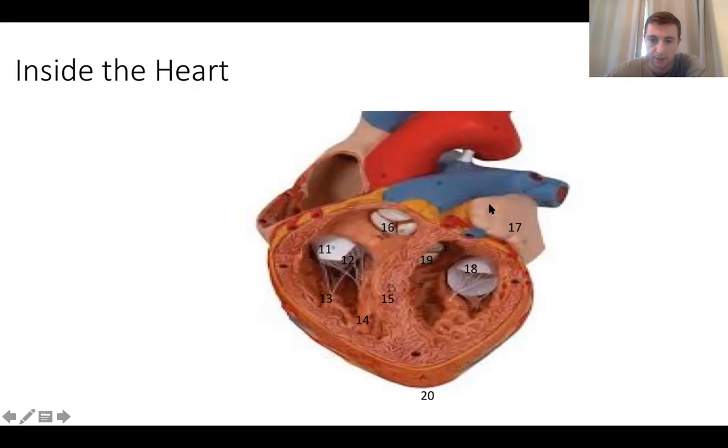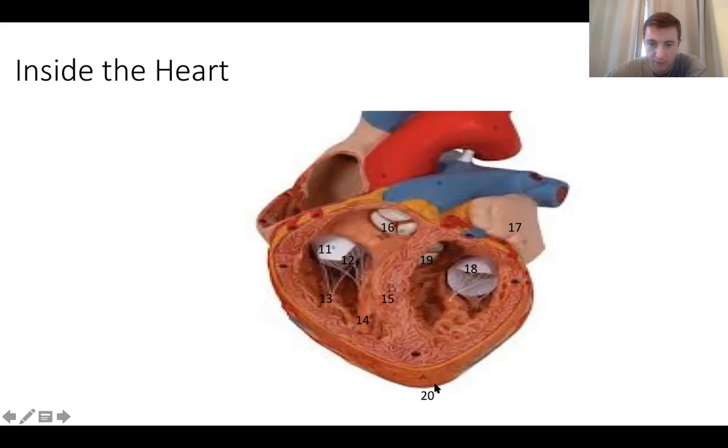Once that oxygenated blood is in the left atrium, it passes through this valve on the left side, which is the bicuspid valve, or the mitral valve. Once it's in this left ventricle, it needs to go through the aorta and back out to the body, and it goes through this valve right here, which is the aortic semilunar valve.